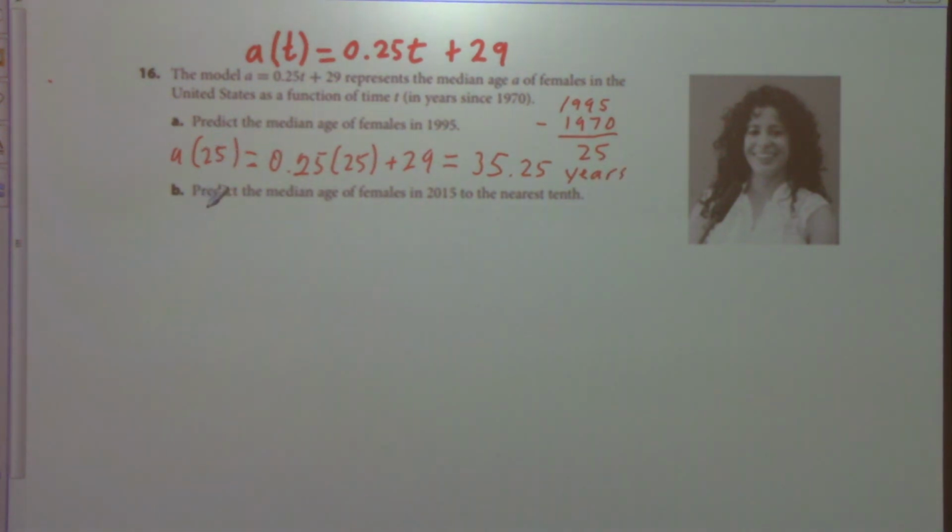And then part B, you're going to subtract out 1970. So how many years is this going to be? 45? Yeah. So here we have A of 45 is equal to 0.25 times 45 in this case, plus 29. And how many years is that, Gabby? 40.25. 40.25 years.